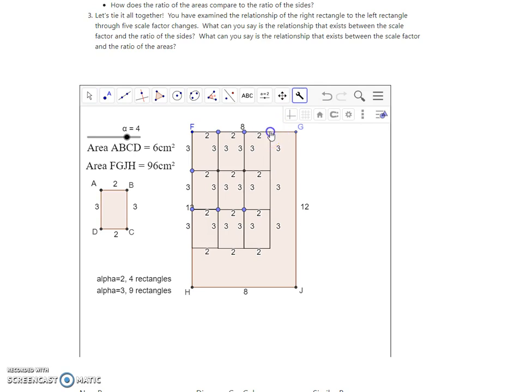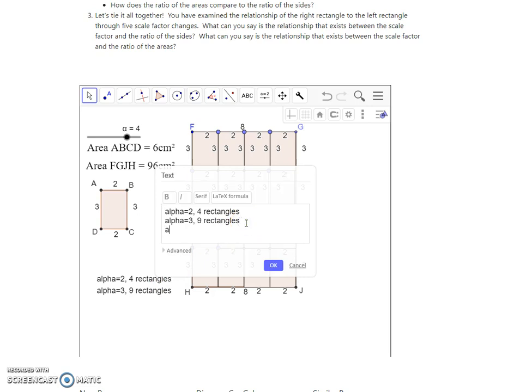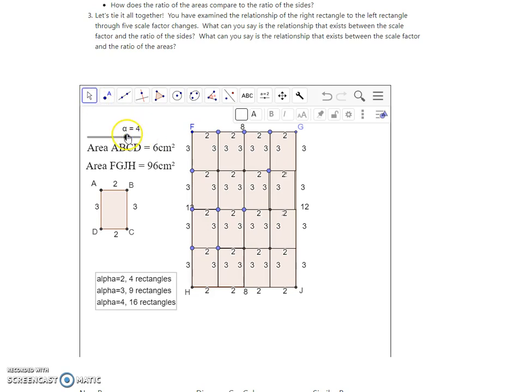So here's 10, 11, 12, 13, 14, 15, and 16. So there I have that when my scale factor became 4, it took 16 rectangles. And I'm going to do one more, which was the alpha of 5.